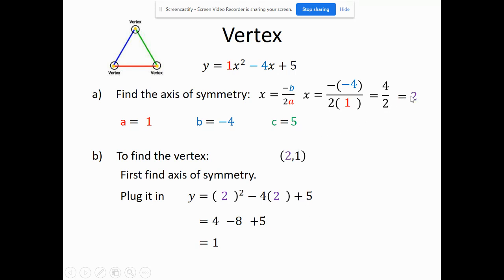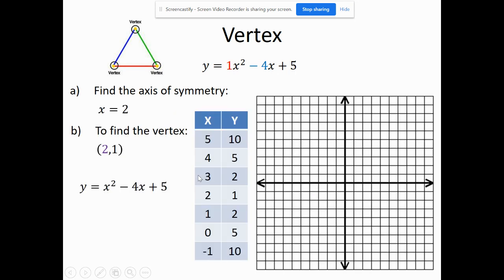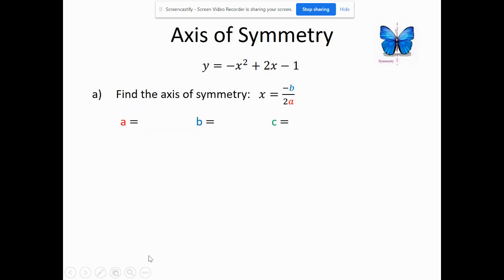The axis of symmetry always goes through the x value of the vertex on a quadratic. So I just found the vertex and the axis of symmetry. Let's show it. If you were to put these numbers in and graph them, you would get a table that looks like this. And if I graph those points, as you can see them showing up here, that would be the graph, and the axis of symmetry would be at this value here, x equals 2.